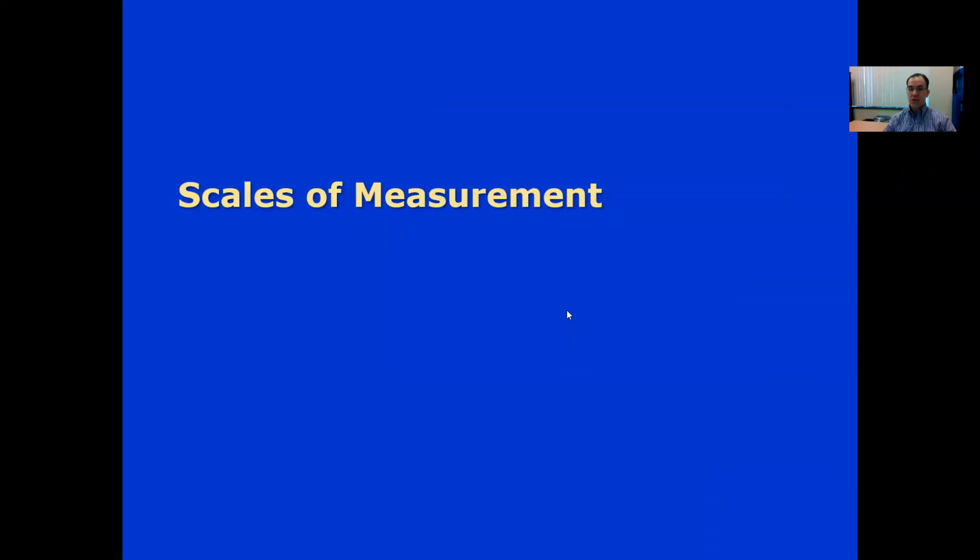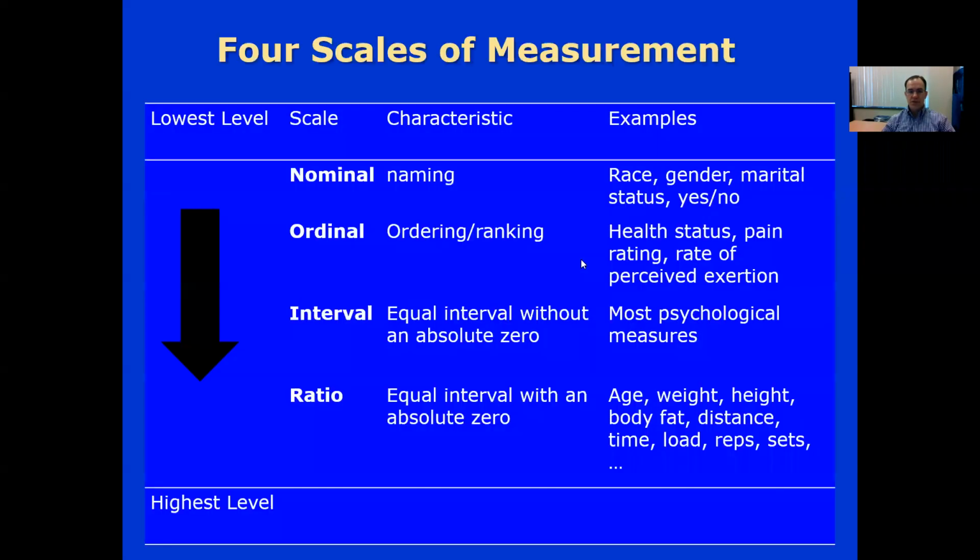Now, in order to determine what type of statistics you're going to use, you need to understand the type of data that's going to be collected. And so we're going to be talking about the scales of measurement, the type of data, in this next section. So this is the table that goes over the 4 scales of measurement, or the 4 scales of different data. You go from the lowest level to the highest, and here is the scale. Looking at the 4 different ones, we have nominal, ordinal, interval, and ratio.